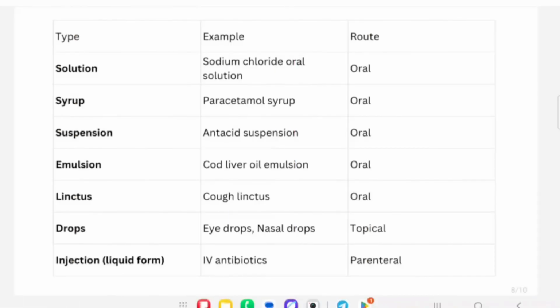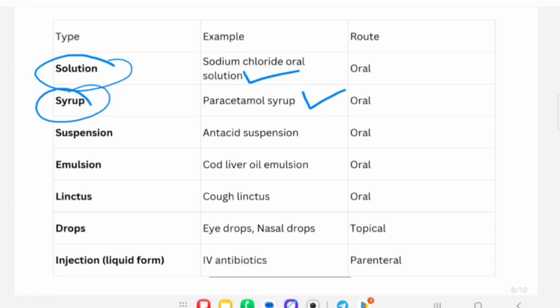So here are some examples for the liquid dosage forms. It is available in the solution form also. The marketed product, for example, is sodium chloride oral solution, and syrups are available, like paracetamol pediatric syrup, available in the market. Then suspensions are also liquid dosage forms. It is available as an antacid suspension, for example, Digene.